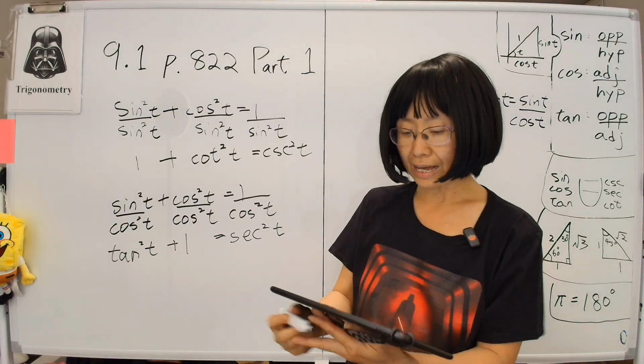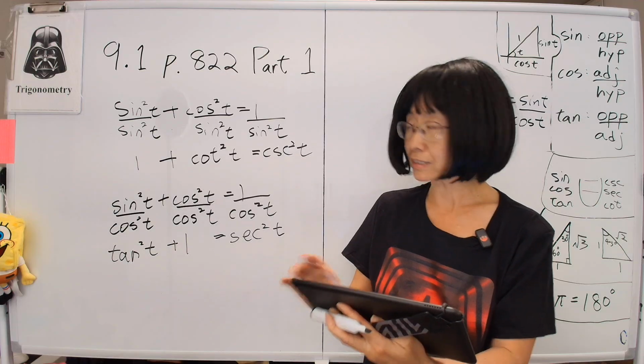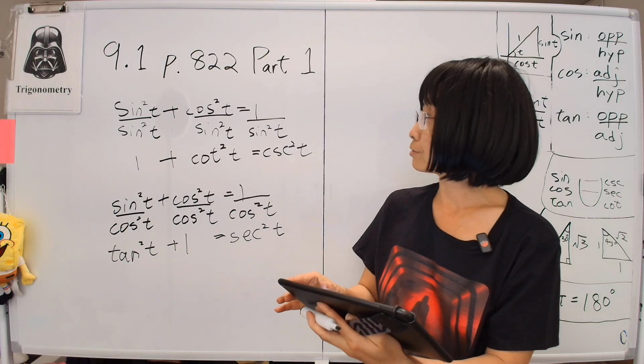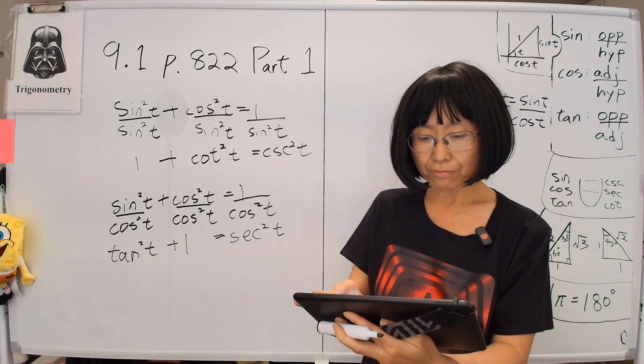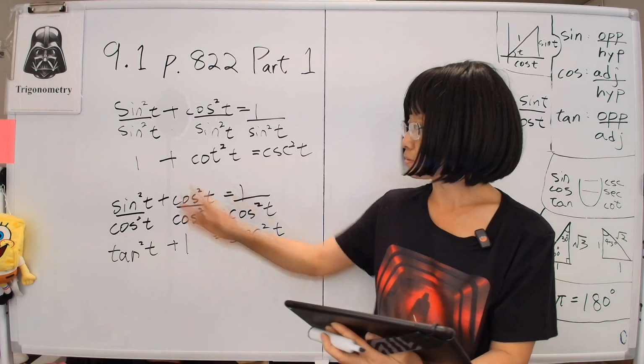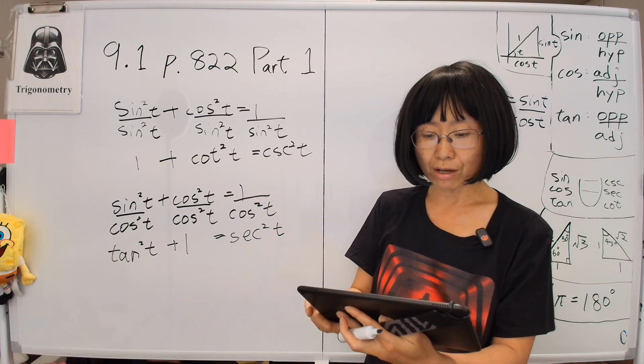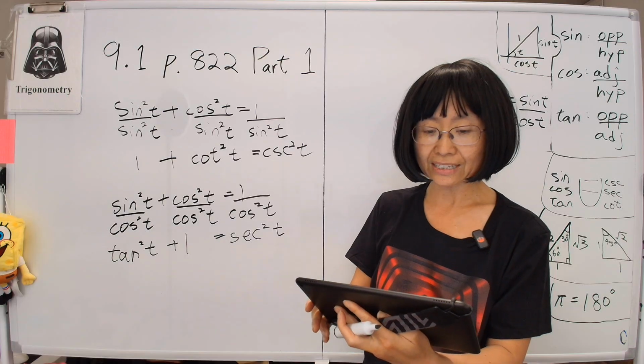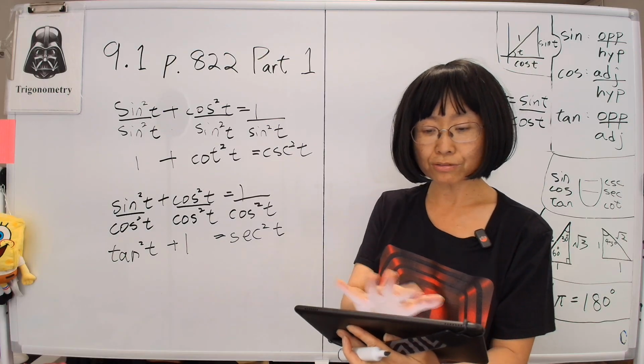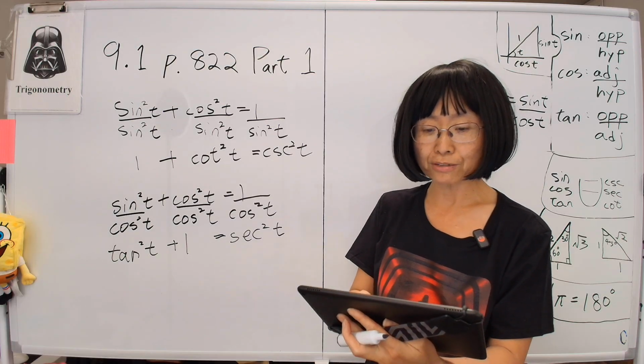So that is that. Please turn to the next page, page 823, where your books also prove the same thing rather differently. That is not because they're wrong. There is more than one way to skin the cat. So please read through what your book did and try to make sense of it.